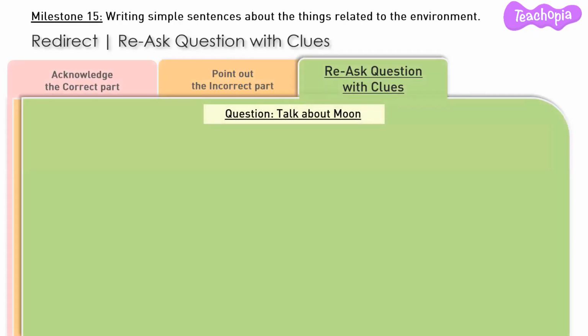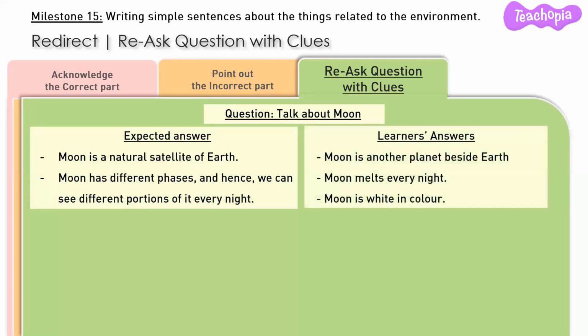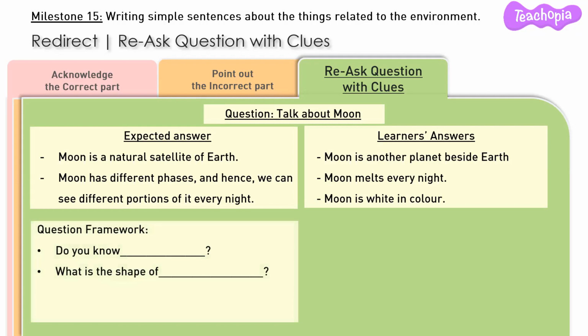For the example that we have at hand, which is talk about the moon, yes, we have our handy expected answer. We've been getting a few incorrect answers, which are partially true, but completely incorrect given the context. How do we address them? How do we try and manage them by re-asking the question with clues? Here are a few question frameworks for you. So we could use frameworks like, do you know dash? What is the shape of dash?